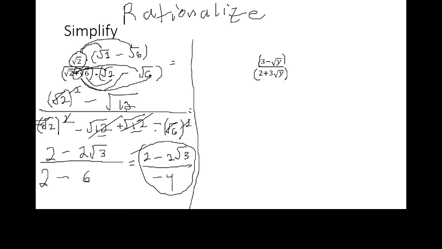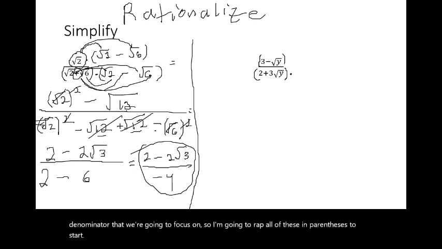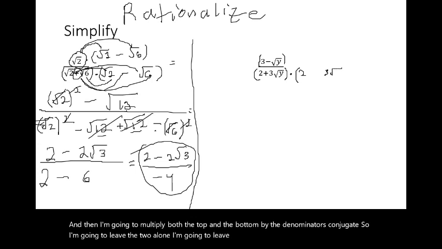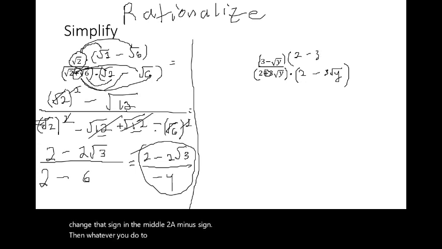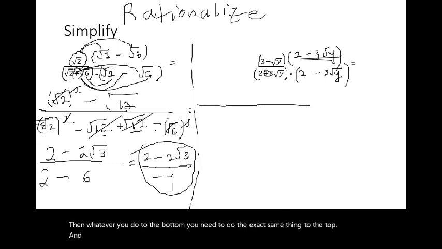So I'm going to wrap all of these in parentheses to start. Then I'm going to multiply both the top and the bottom by the denominator's conjugate. I'm going to leave the 2 alone, and I'm going to leave the 3 root y alone. I'm going to change that sign in the middle to a minus sign. Whatever you do to the bottom, you need to do the exact same thing to the top. Both the top and the bottom are going to require a lot of FOILing.